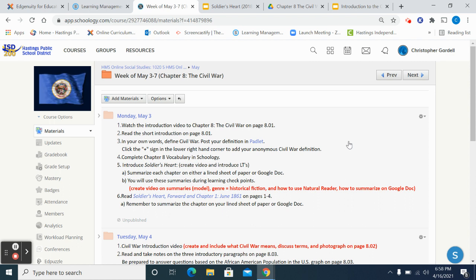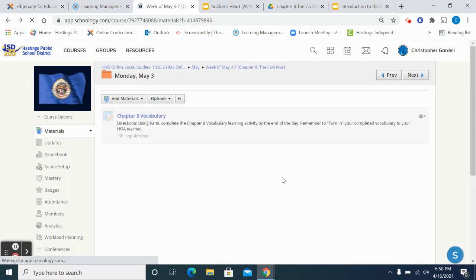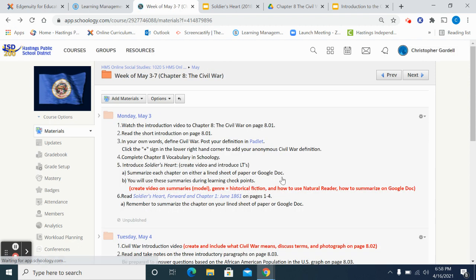One, every day you're going to read at least one chapter. Today, you're going to focus on the forward part of the book and then read chapter 1, which is titled June of 1861. Oh, I clicked on something. My apologies. And so you're going to focus on those two parts of the book. But when you're finished with each chapter, not the forward, you don't need to summarize the forward, but when you're finished with each chapter, you are going to summarize what you just read.